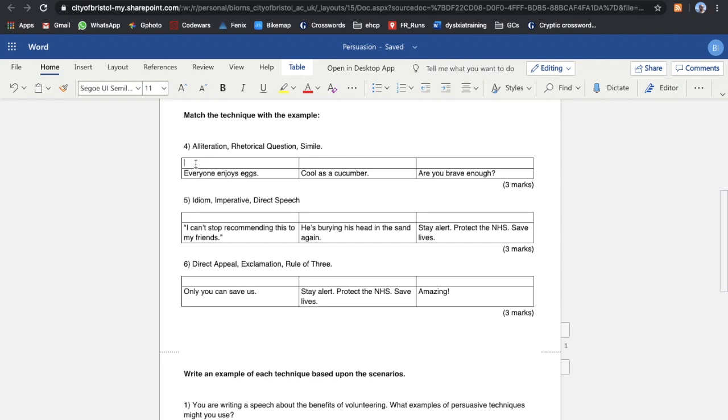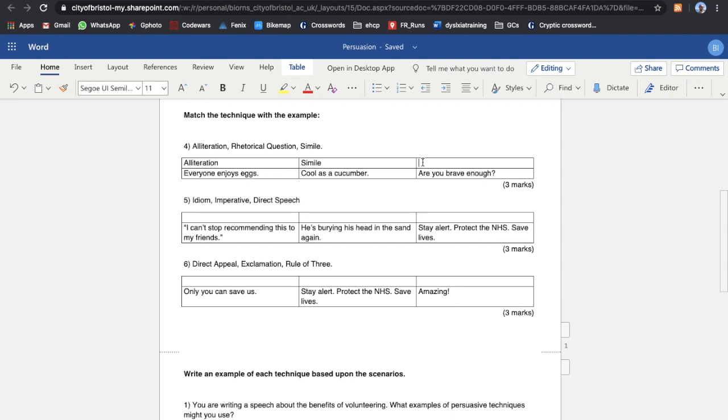This time then we are trying to match the techniques with the example. So if we look at the example here, everyone enjoys eggs. What do we notice about that? We've got repetition of the eh sound at the beginning. So this one is an example of alliteration. The second one, cool as a cucumber. We said that a simile is comparison using like or as, and we've got as here. So this one then is our simile.